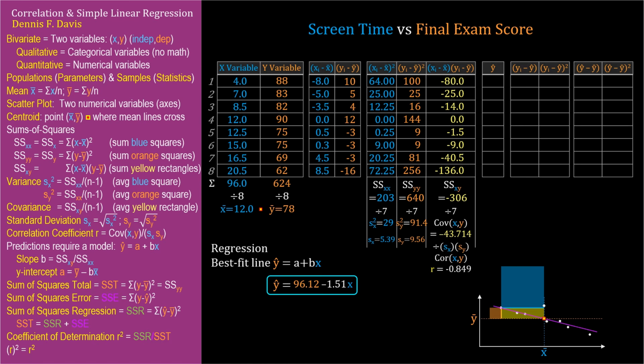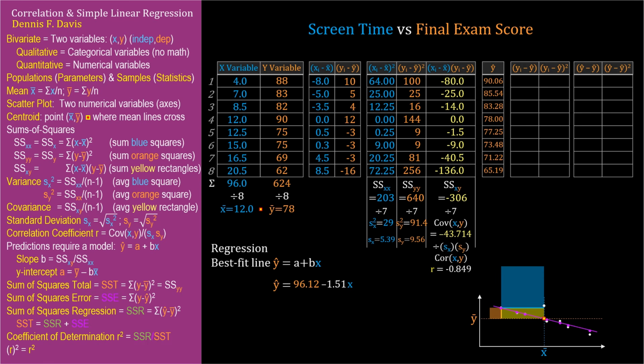And now we can fill in the values for y hat using the prediction model. Our first x value is 4, and we plug this into our y hat equation. 96.12 minus 1.51 times 4 equals 90.06. There may be rounding discrepancies. I'm carrying extra digits behind the scenes. Likewise, we fill in the other y hat values. On the scatter plot, each prediction value y hat corresponds to a purple point on the purple regression line.